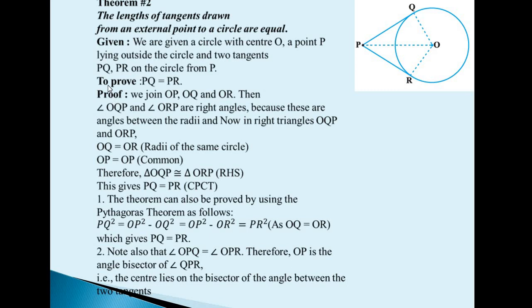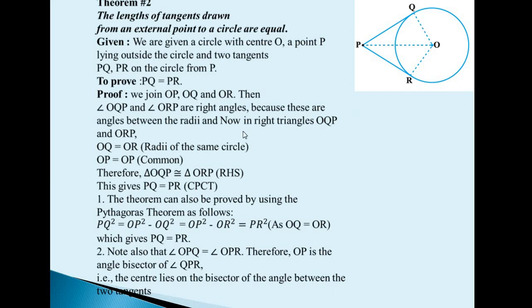So we are given a circle with center O, a point P which lies outside the circle, and the two tangent segments PQ and PR. Our job is to prove that PQ and PR are equal. That's what we are supposed to prove. We are supposed to join OP, right? And by the very first theorem, you know that the tangent and the radius are perpendicular at the point of contact. So angle Q and angle R will be 90 degrees each, right?